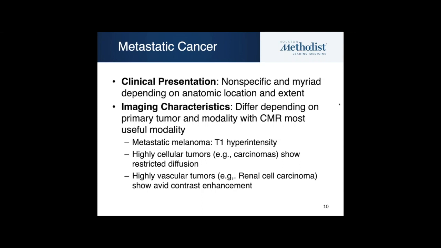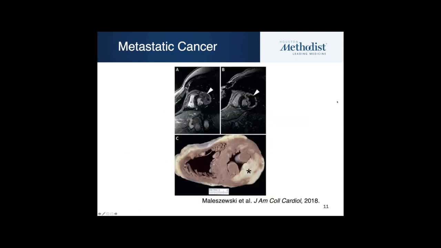High cellular tumors, examples include carcinomas that show restricted diffusion. There are more water content in the highly vascular tumors, like the renal cell carcinoma, which we will see highly avid contrast enhancement. So here I have some examples.